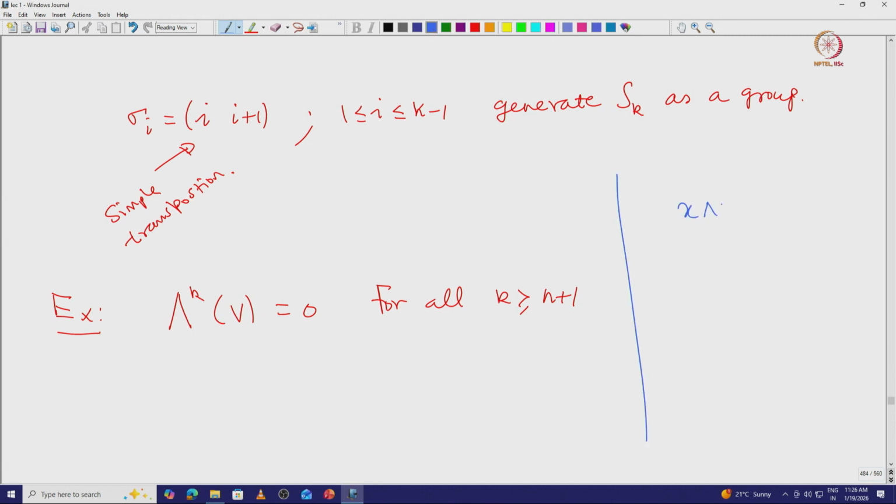So, x wedge x is 0 for all x in V is equivalent to saying that x wedge y is the same as minus y wedge x for all x, y in V. So, these two statements are equivalent because we are working over a characteristic 0 field. So, now let us see how one can actually prove this.